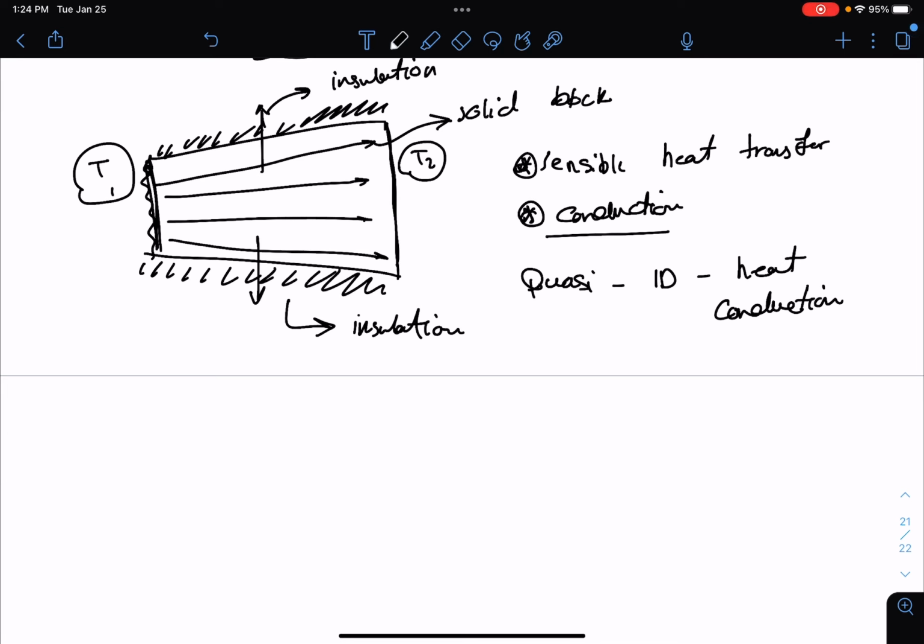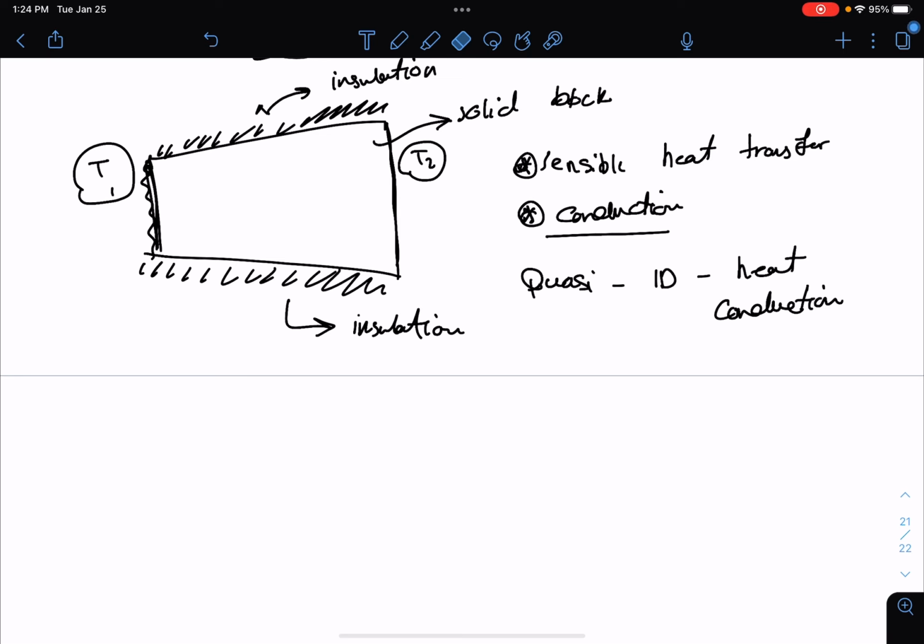So let's write the energy balance for a small element of this solid block. Do we have any questions? Do we understand why this is a one-dimensional heat transfer? No? Okay, where's the question? Why don't you understand this? No, sir, I meant... Oh, you don't have any question?